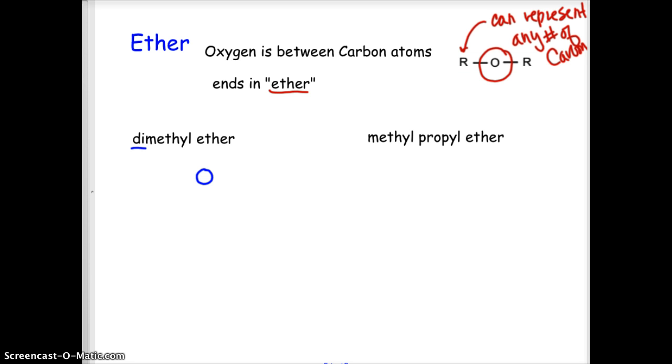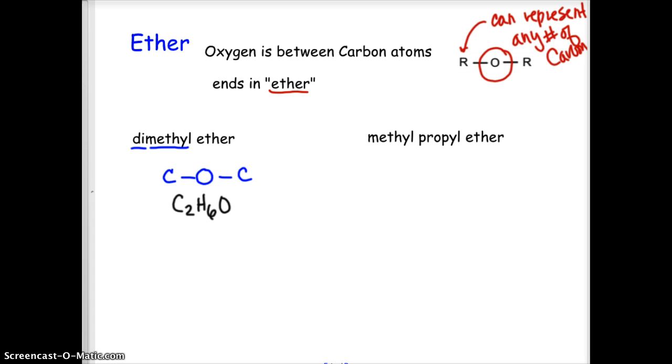And the fact that it says it's dimethyl means that there is one methyl group on one side of the oxygen, and there's another methyl group on the other side of the oxygen. Its molecular formula we're going to put as C2H6O.